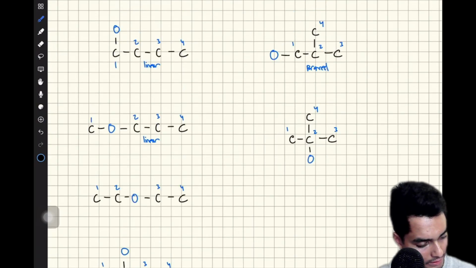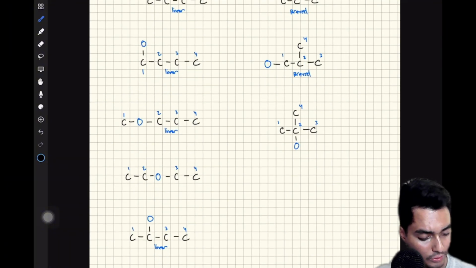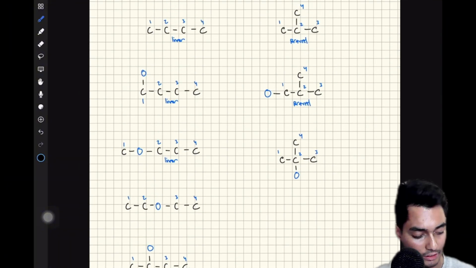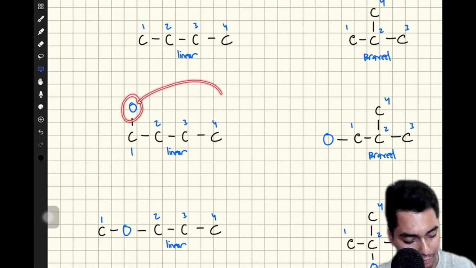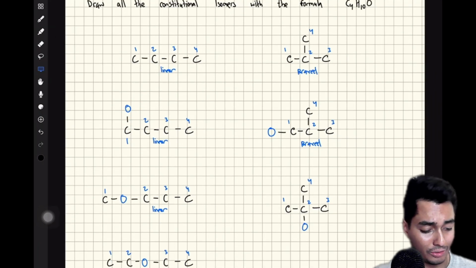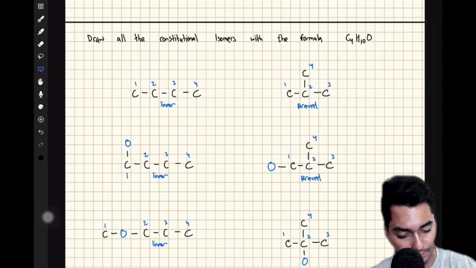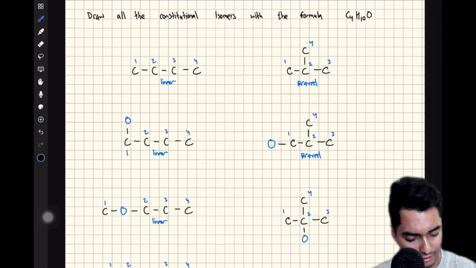Okay, and then let's see. I think that's all the isomers we're going to have. All we have to do is fill in the H's. We might be saying, well, why can't we put the oxygen on the fourth and third carbon? Well, if we do, we're going to have copies of the exact same molecule. So that is not going to be an isomer. That is going to be the same exact molecule. Okay, all we have to do now is just fill in the rest of these H's like so.